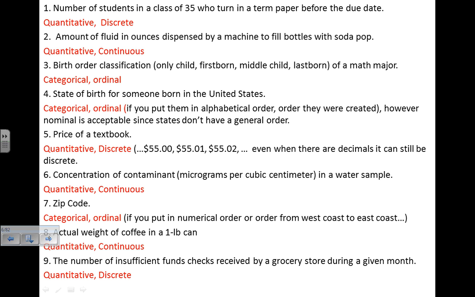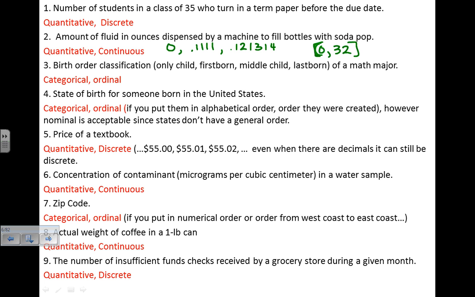Amount of fluid in ounces dispensed by a machine to fill bottles of soda pop. Well, this is quantitative again because it's countable, but in this case, it is continuous. You could have 0 ounces, you could have 0.1111 ounces, you have 0.121314, I don't know, I'm just making up something, ounces, all the way to, let's say, a 32 ounce bottle. So you could have from 0 all the way to like 32 ounces and everything in between. So this would be continuous.